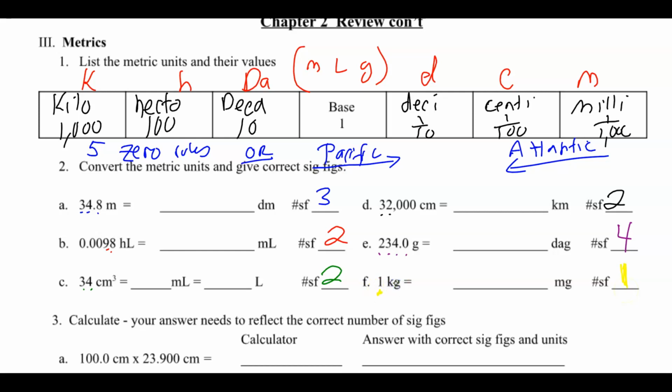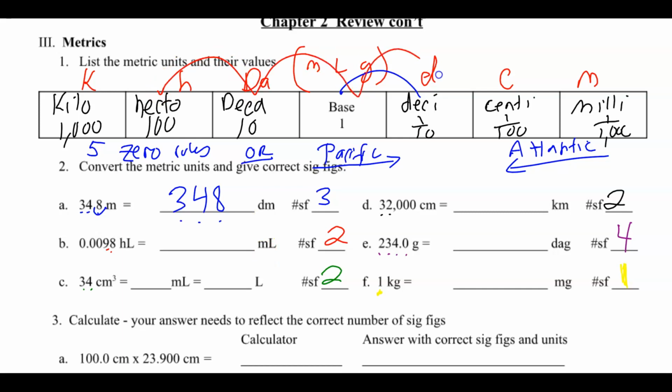Okay, so now we know how many sig figs are in those. Let's convert them. We should end up with the same number of sig figs when we're done, hopefully. Okay, meters to decimeters. So I'm going from the base to deci. I need to hop 1 decimal place to the right. So 1 decimal place to the right, that's 348. And yep, I still have 3 sig figs. That checks out.